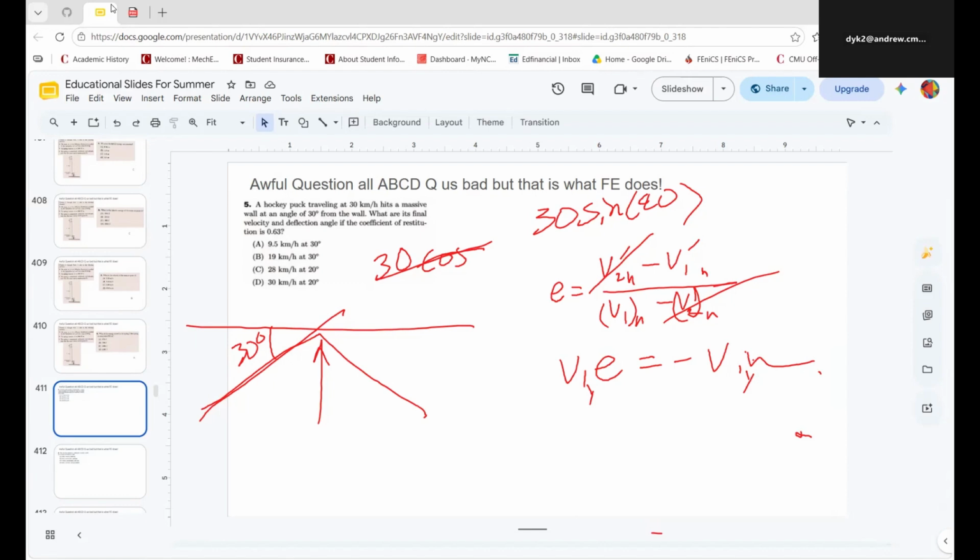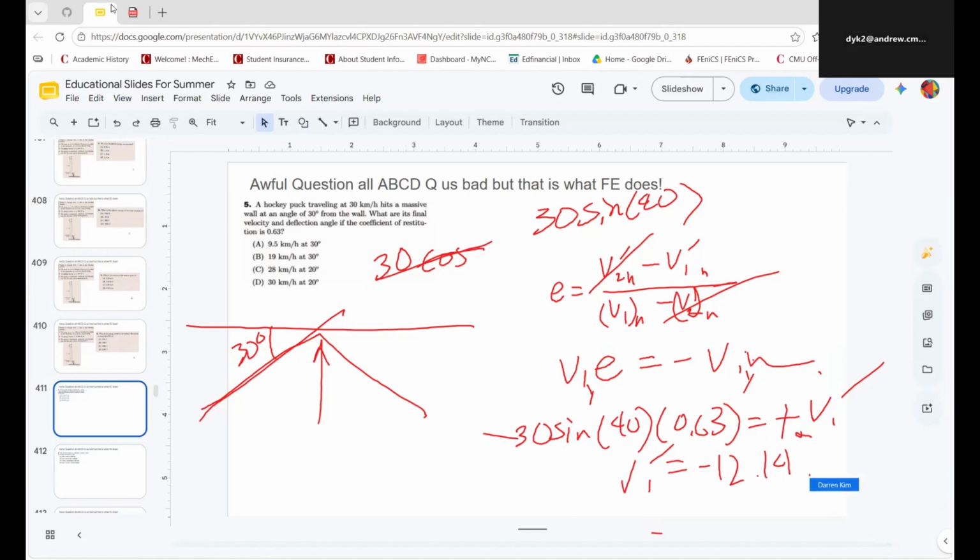So in that case, it's 30 sine 40, which is 0.63, equal negative V1. It doesn't matter because we're going to do absolute, but if you want to be more accurate, you can say V1 equals the negative version of that. So we get negative 30 multiplied by sine 40, and then you get parentheses multiplied by 0.63, which is about negative 12.14, something like that. Oh wait, did I miss? No, 12 point. Yeah.